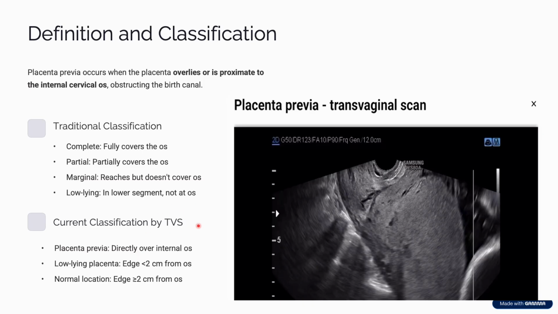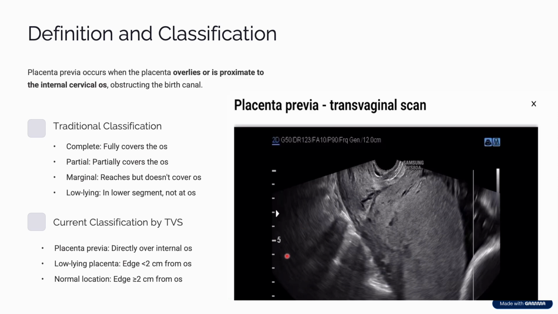The diagnosis needs to be with TVS, and it is placenta previa if it is covering the os, either fully or partially, either way covering the os. It is low lying if it is not covering but within 2 centimeters, like touching the os up to 2 centimeters, and if it is more than 2 centimeters, it is a normal location.